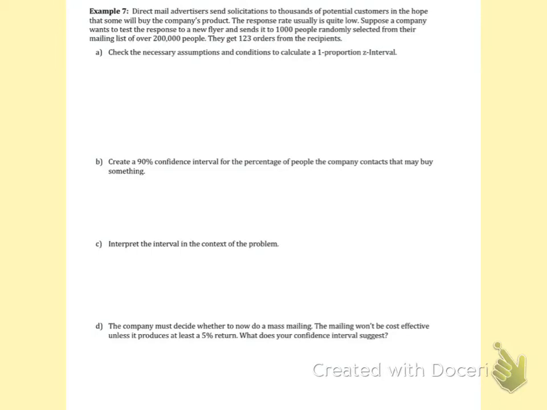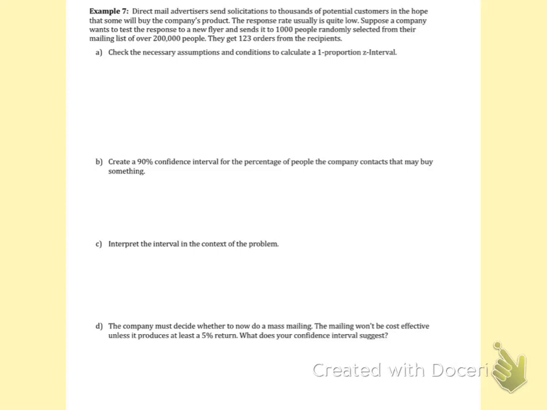Everyone, this is example 7 from chapter 13 of your student packet. It says direct mail advertisers send solicitations to thousands of potential customers in the hope that some will buy the company's product. The response rate usually is quite low. Suppose a company wants to test the response to a new flyer and sends it to 1,000 people randomly selected from their mailing list of over 200,000 people. They get 123 orders from the recipients.